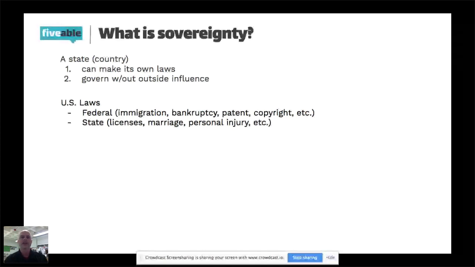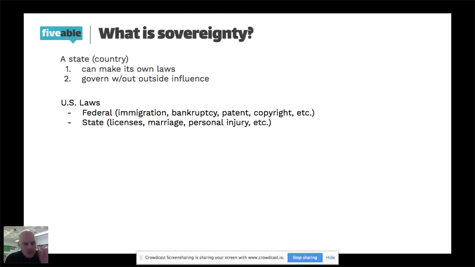So that can vary depending on which of the 50 states you are in. Marriage laws can also change who you can marry, who you can't marry, divorce, alimony, palimony, all of those things vary from state to state, as does personal injury, okay? So personal injury laws vary depending on where you're at.